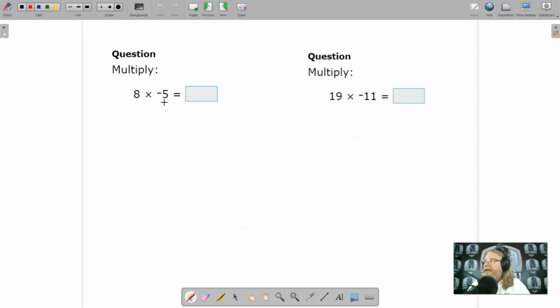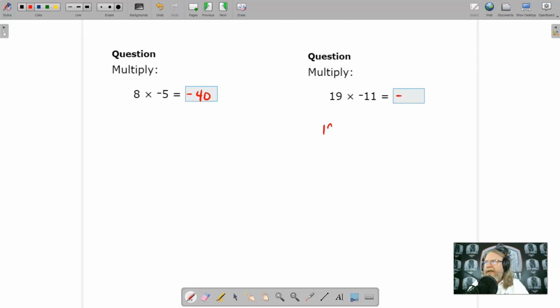All right, 8 times negative 5. We have a positive times a negative, so our answer is going to be negative. 8 times 5 is 40. So we have negative 40. Here we have a positive times a negative, so our answer is going to be negative. Different signs.